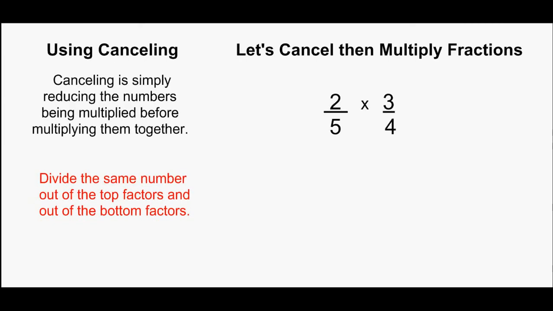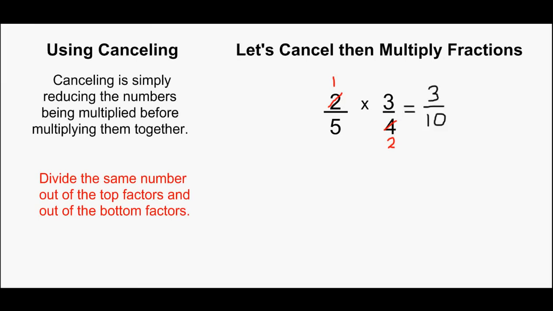Sometimes when you are going to multiply fractions, it may be easier to cancel before multiplying. Canceling is simply reducing the numbers being multiplied before multiplying them together. For example, to multiply 2/5 times 3/4, we may just want to cancel a factor of 2 from the top. 2 divided by 2 is 1. And cancel a factor of 2 from the bottom. 4 divided by 2 equals 2.